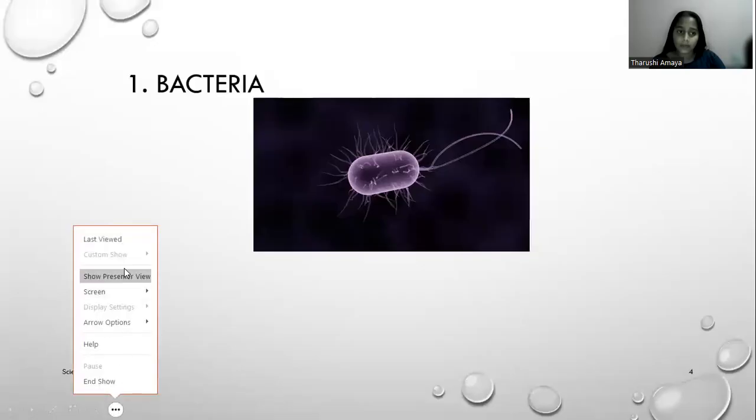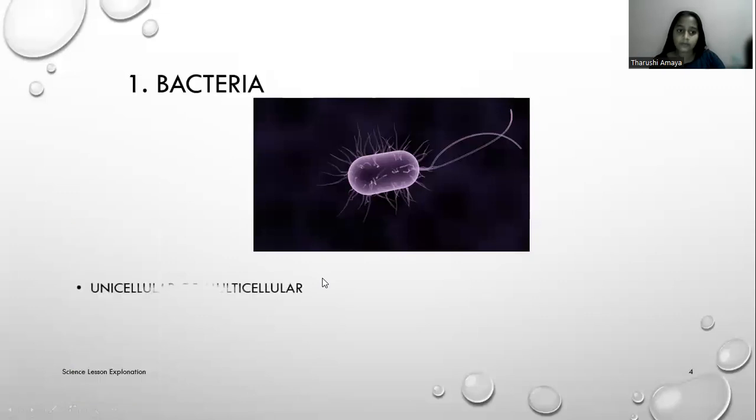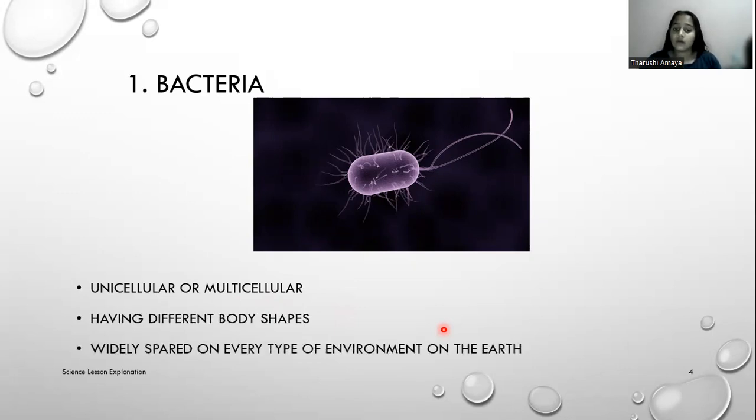There are some features of bacteria. They are unicellular or multicellular, and they have different body shapes as well as being widely spread in every type of environment on the earth. Some examples of bacteria are Lactobacillus bulgaricus, Bacillus anthracis, and Acetobacter aceti.